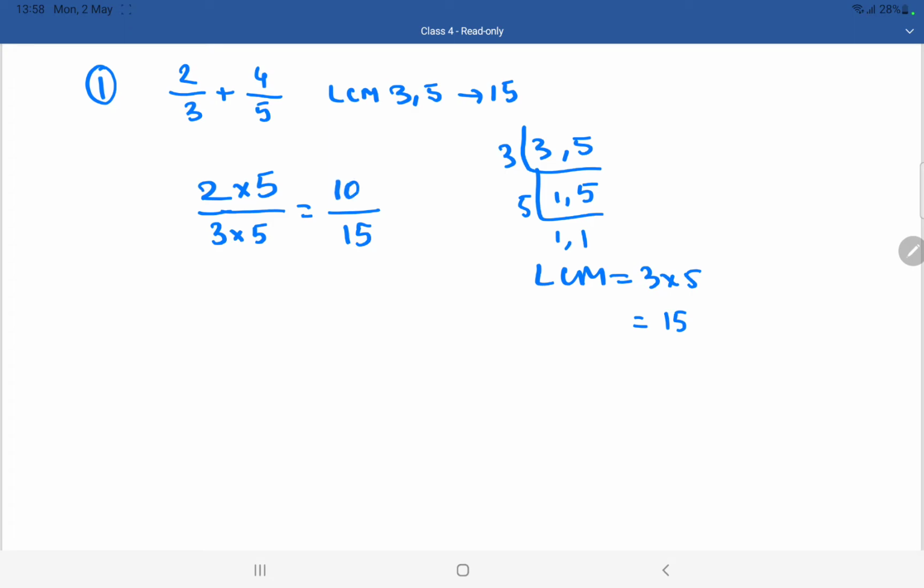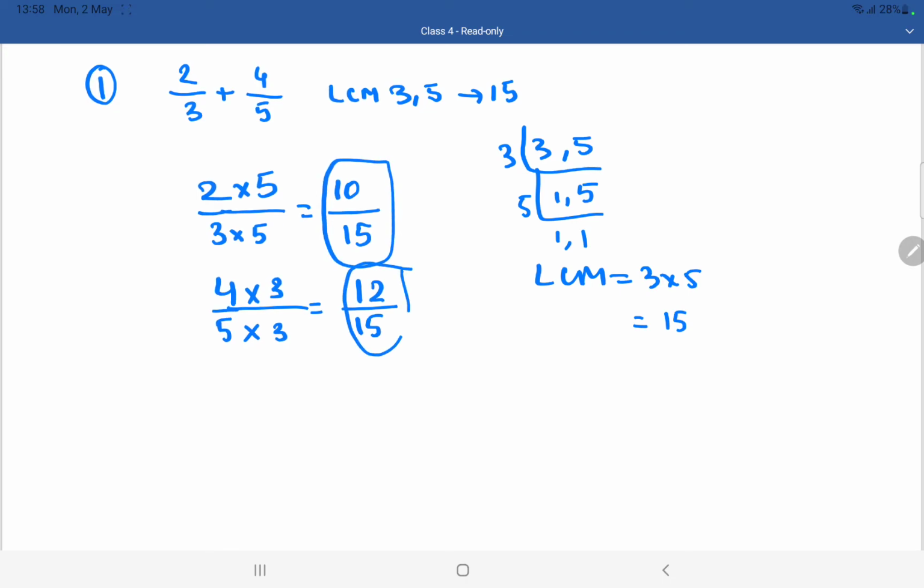Okay. So I will go to the next one, which is 4 by 5 into something. You don't know the numerator, but you know the denominator. So with what should I multiply 5 in order to get 15? With 3. What you need to do is put the same 3 in the numerator. 4 3s are 12.